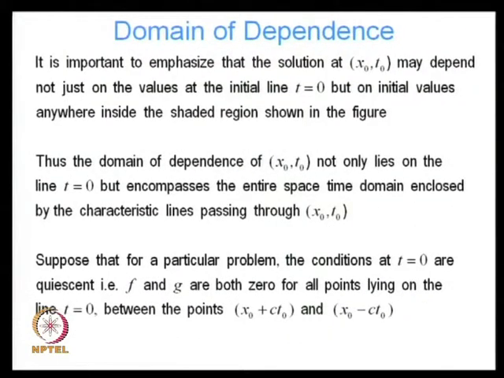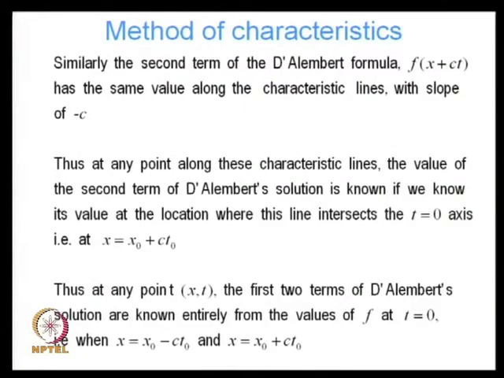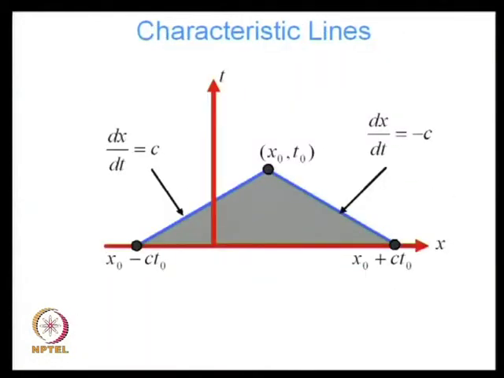So, the domain of dependence of x0, t0 not only lies on the line t is equal to 0, but encompasses the entire space-time domain enclosed by the characteristic lines passing through x0, t0. What I want to emphasize is this: the solution at x0, t0 depends on the initial conditions between x0 minus ct0 and x0 plus ct0, but it may not exclusively depend on that, right.